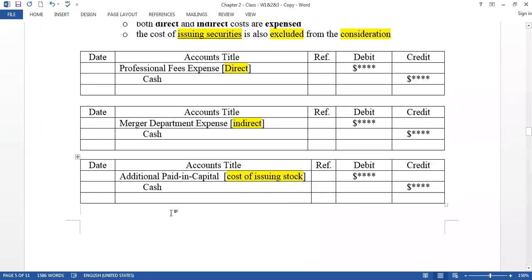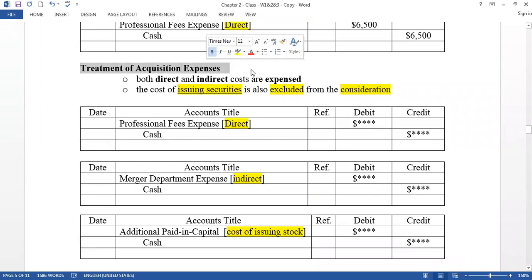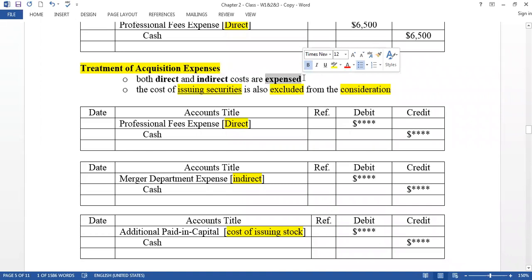Can you remember this? So additional paid in capital sometimes debit, sometimes credit. In this example, additional paid in capital is debit because you are going to pay some more money when you buy another company by issuing your stock. So this is the new rule, how to treat acquisition expenses. Do you understand? Acquisition expenses, we may have some direct expense, may have some indirect expense. We have to record these expenses separately, not capitalized. I repeat here again, not capitalized.